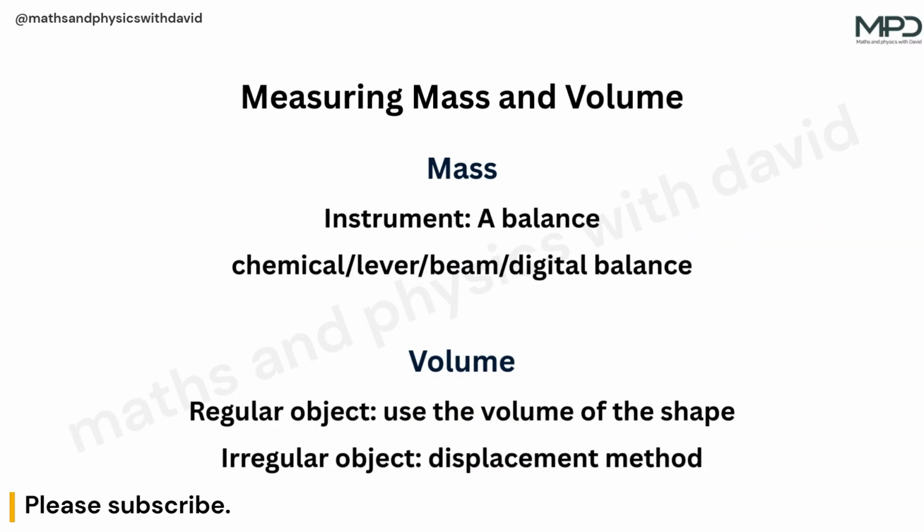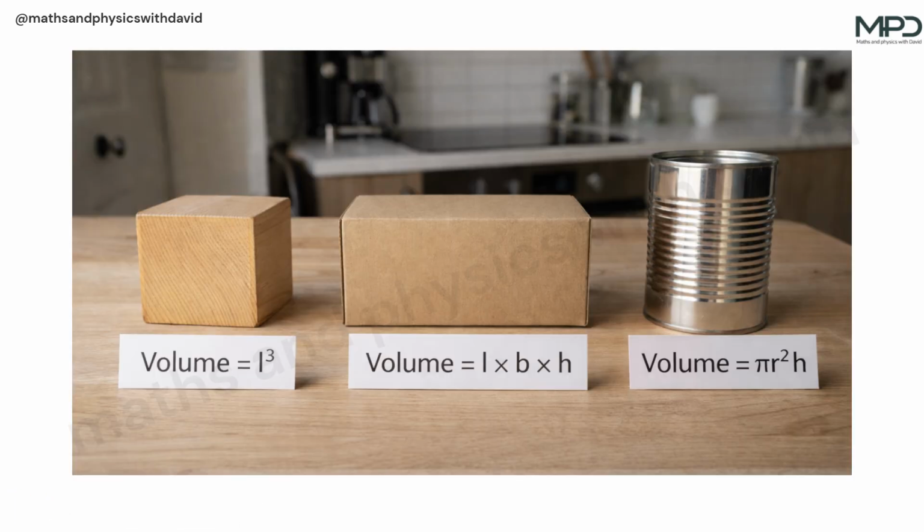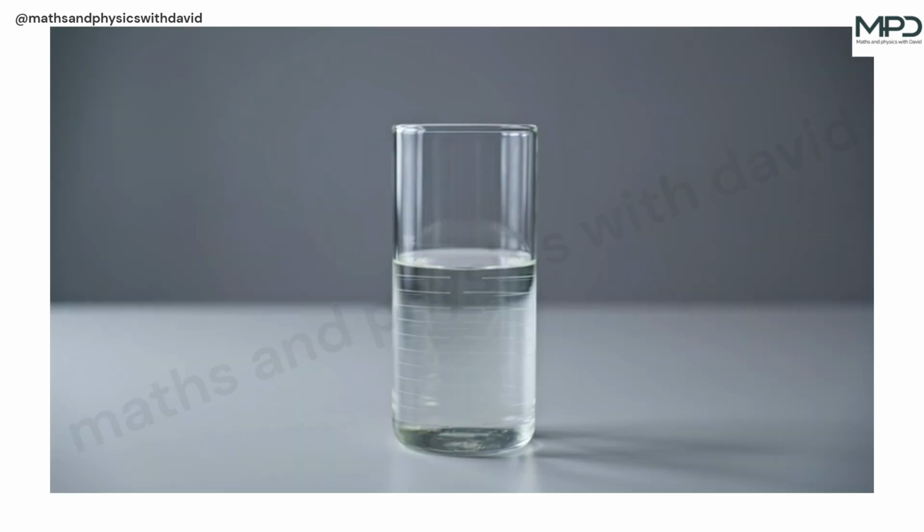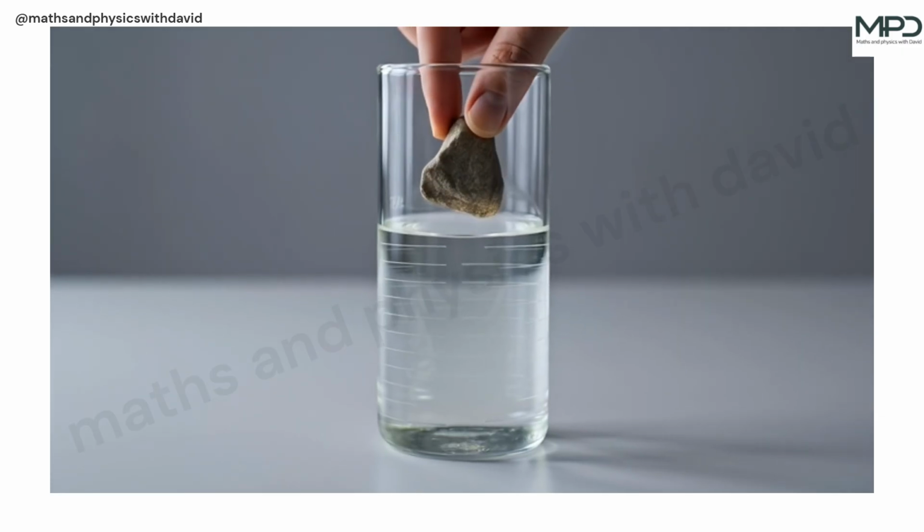For volume, if the shape is regular, for instance, if the shape is a cube, cuboid, cylinder, and so on, the formula for calculating the volume of such shape is used. For irregular shapes, a displacement can or measuring cylinder is used.